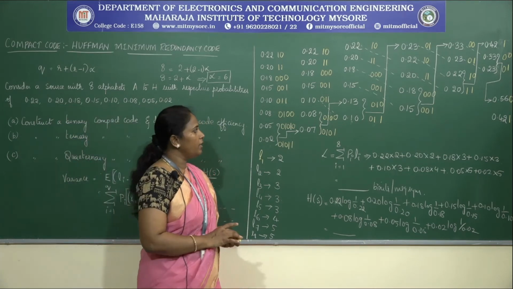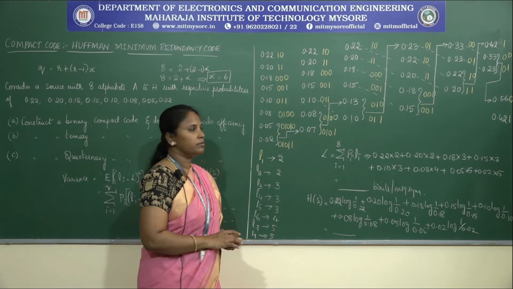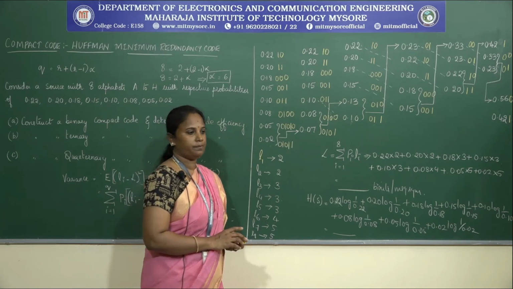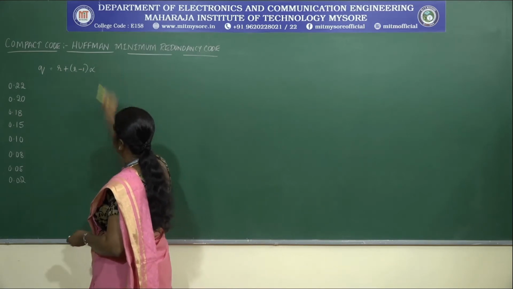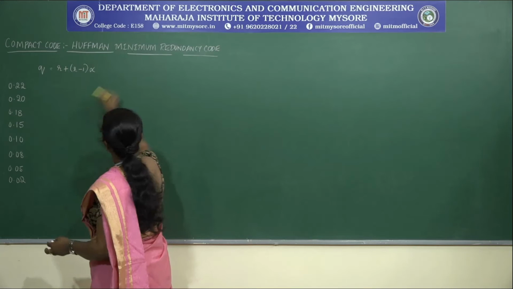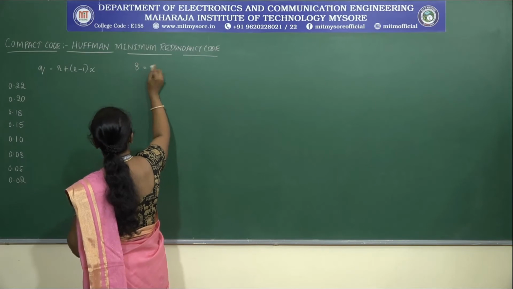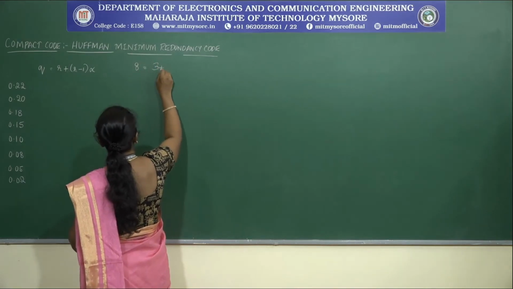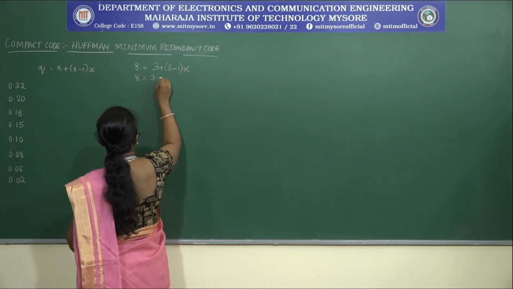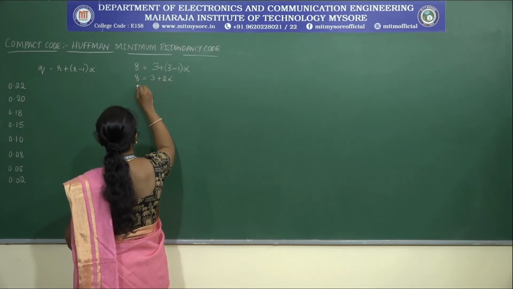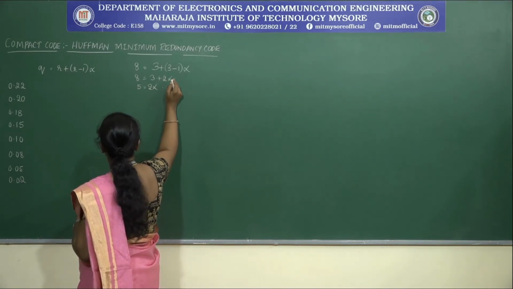Okay, next let us look at the ternary compact code, where you need to combine 3 probabilities together. Let us find whether it is possible to divide them into 3. Q is, as usual, 8 symbols. So r is 3 plus (3 minus 1) into alpha. So 2 alpha, 8 minus 3 is 5. That means you won't get alpha as an integer value.